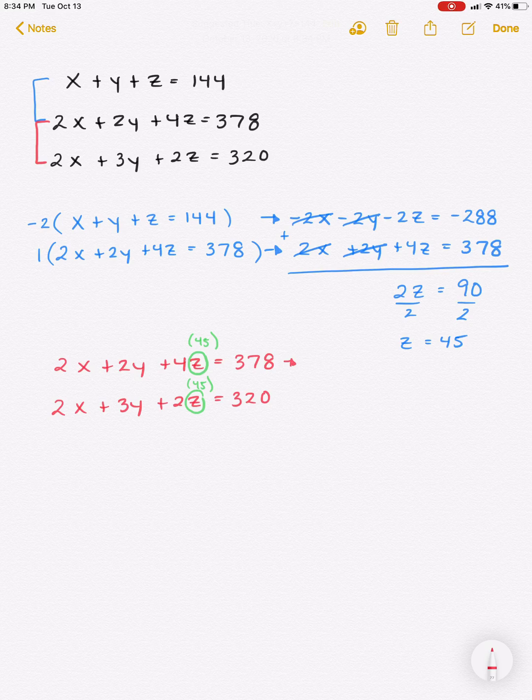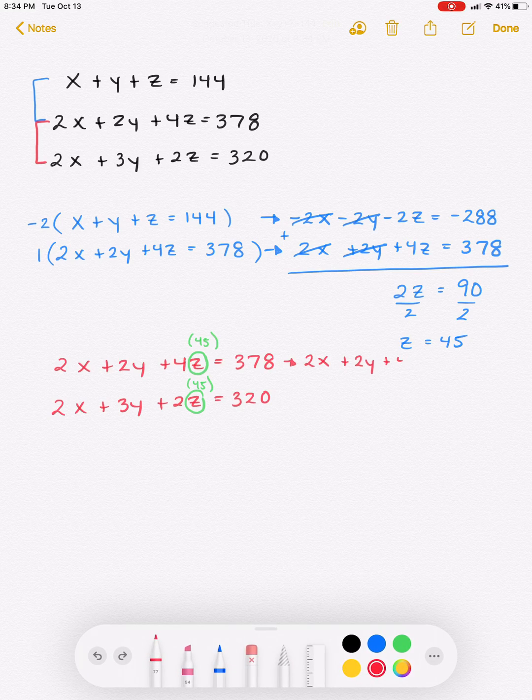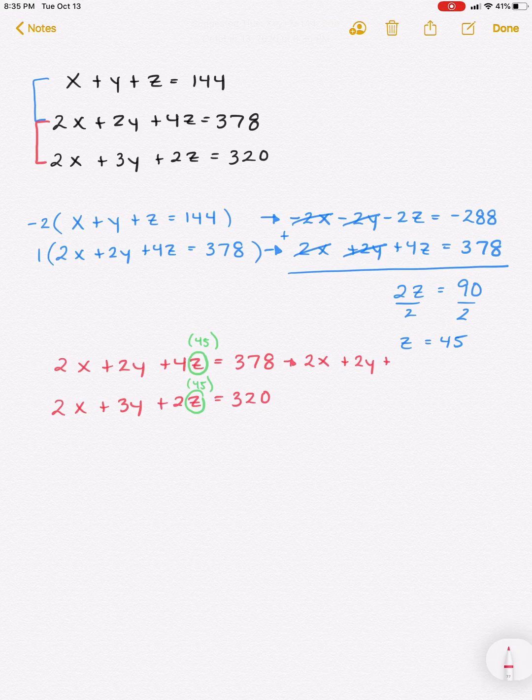This equation is going to be 2x plus 2y plus 4 times 45. I'm going to go ahead and do 4 times 45, and I get 180, and that equals 378. Now, let's go ahead and minus 180 from both sides, and here's the first equation. 2x plus 2y is equal to 378 minus 180, which is 198.